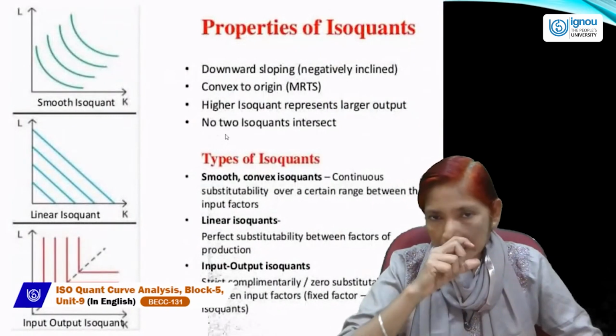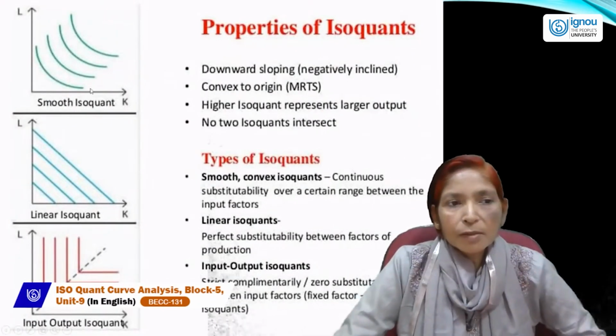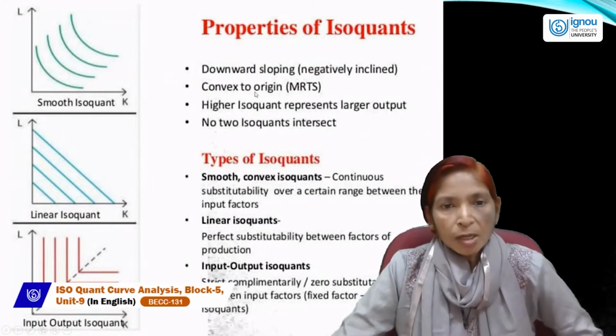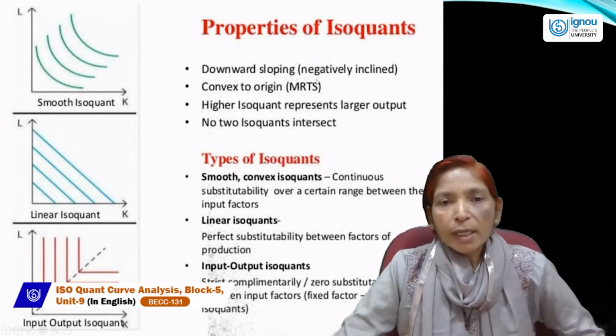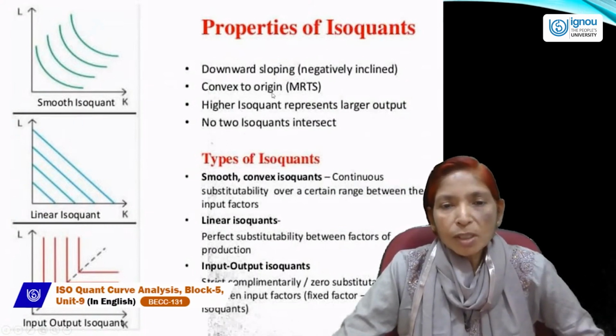Now next is properties of isoquant. We can explain with the help of these curves also. Downward sloping: you know that isoquant curve is always a downward sloping curve or negatively sloped curve. It's always convex to the origin due to MRTS. MRTS is marginal rate of technical substitution.